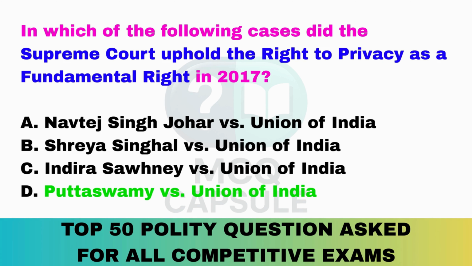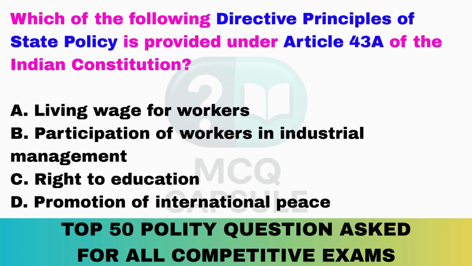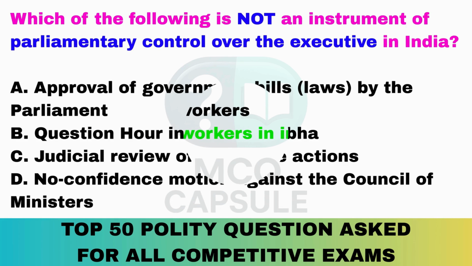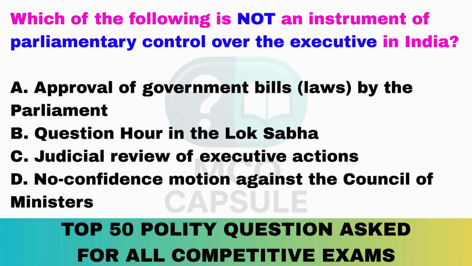Puttaswamy versus Union of India. Which of the following directive principles of state policy is provided under Article 43 of the Indian Constitution? Participation of workers in industrial management. Which of the following is not an instrument of parliamentary control over the executive in India? Judicial review of executive actions.